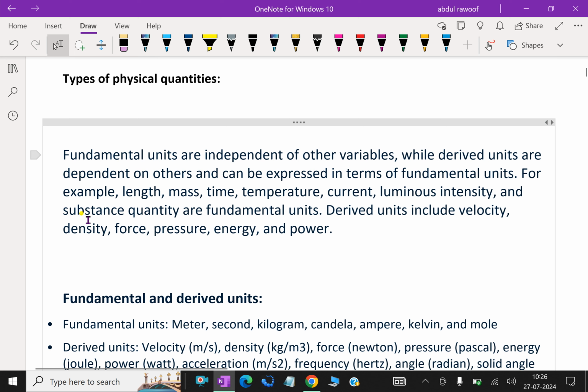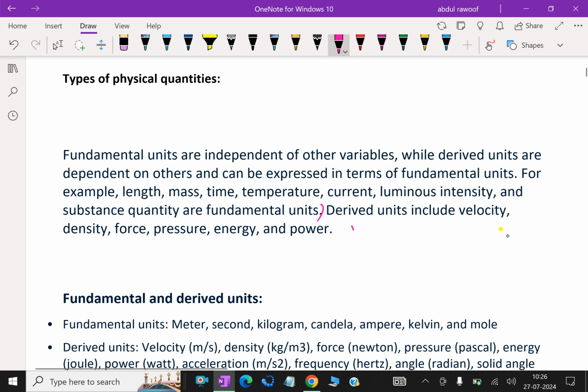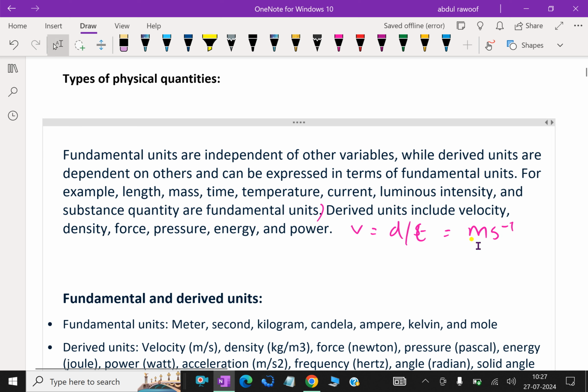For example, length, mass, time, temperature, current, luminous intensity, and substance quantity are fundamental units. But derived units come from the fundamental units. Derived units include velocity, density, force, pressure, energy, and power. Suppose velocity v equals distance by time. Distance is in meter, time is in the denominator, therefore m s^-1. Unit is meter per second.